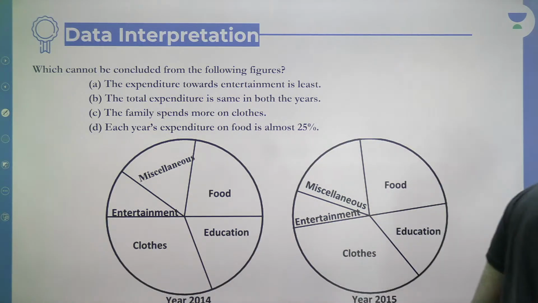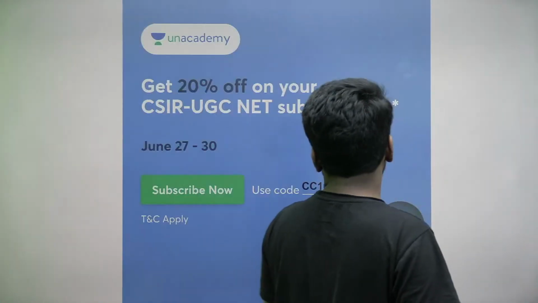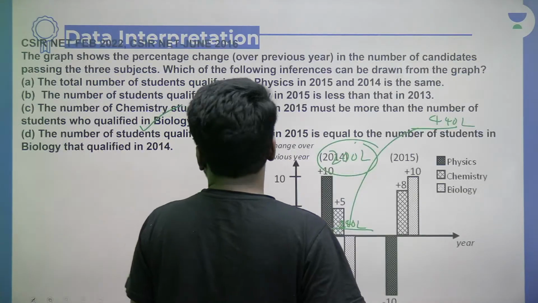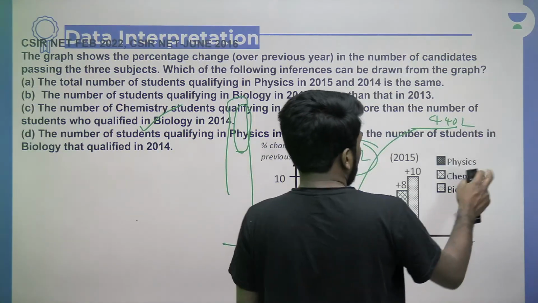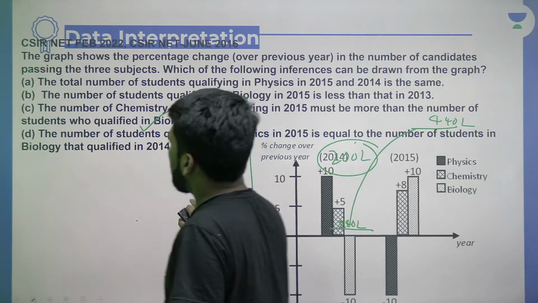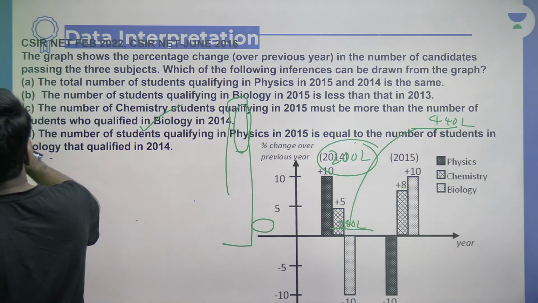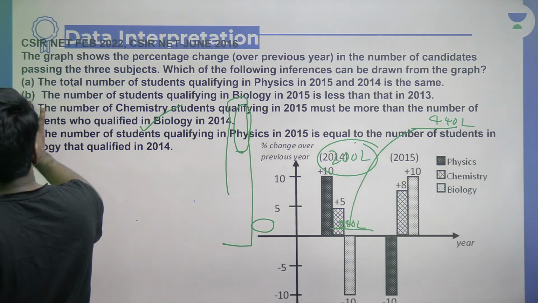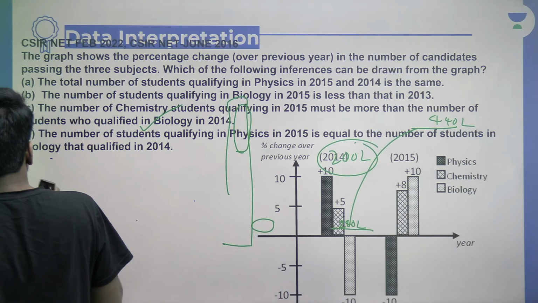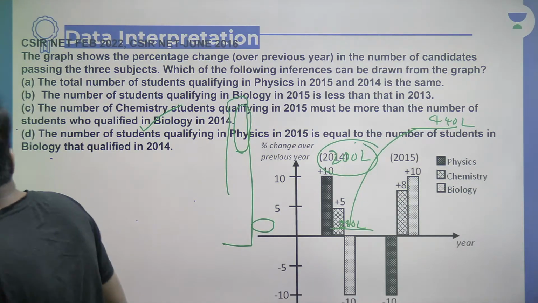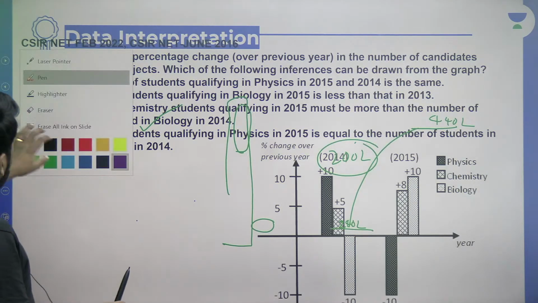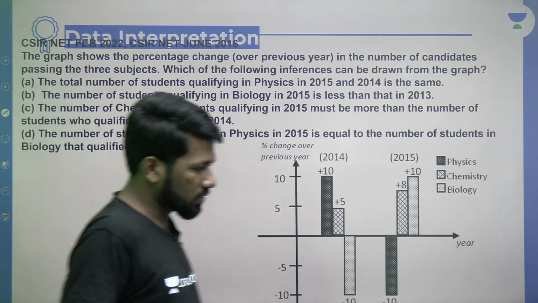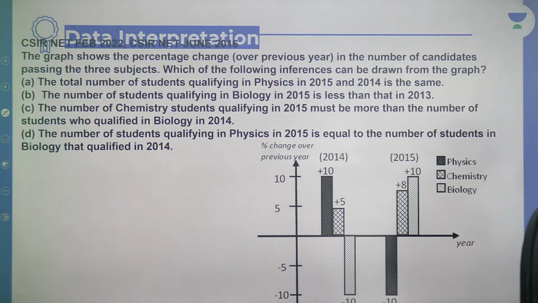Then I will show you a previous CSIR NET problem which was very interesting, but it is a little time consuming question. I will give you 2 minutes to try this. All of you try this carefully. This was asked in the 2022 NET exam and the 2016 NET exam.